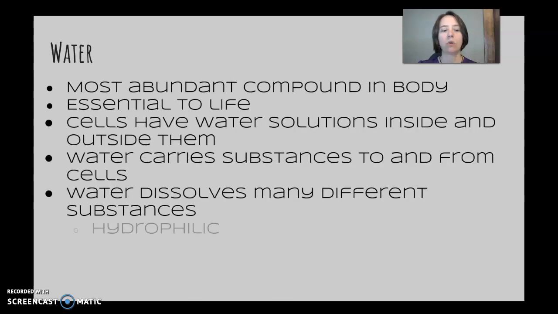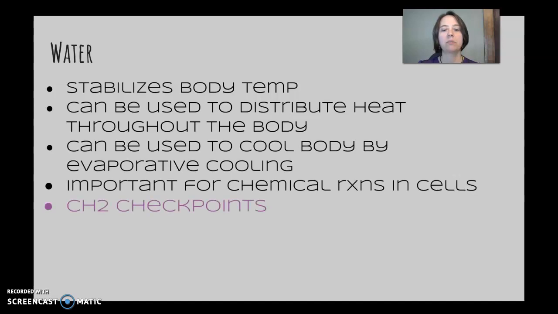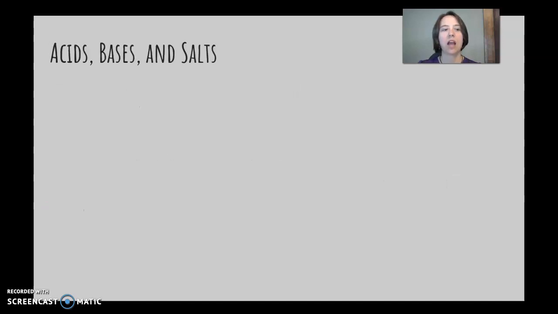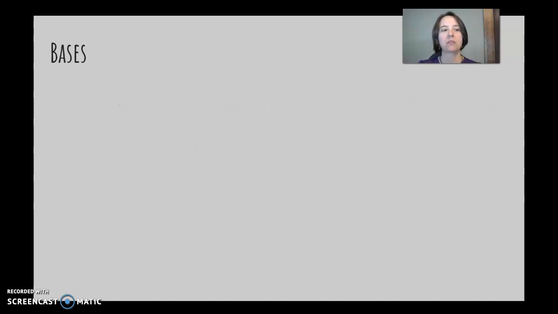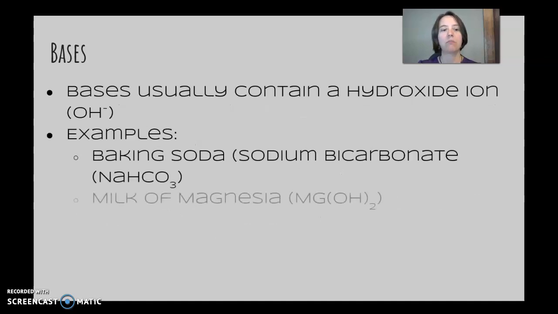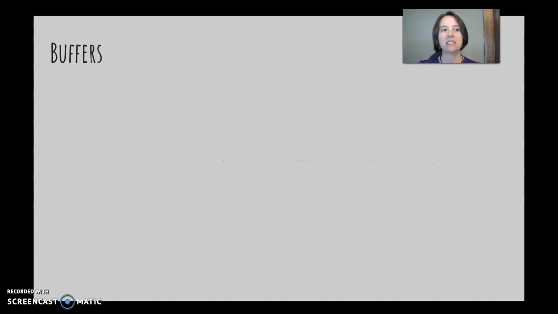We talked about how important water is in your body, how it stabilizes body temperature. It's used in all types of chemical reactions. We talked about the pH scale, how 7 is neutral and below 7 is acidic, and some acids in your body. And we talked about bases, that's above 7, and some bases. And then we're going to talk about buffers.